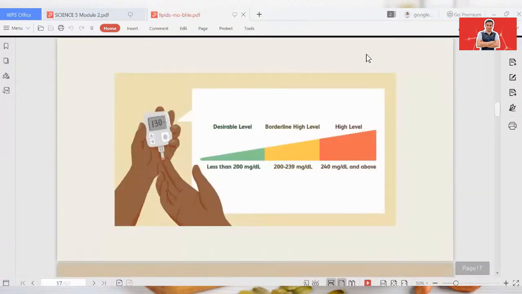So, next is for the desirable cholesterol. Considered desirable for adults. For the borderline high level, that means your cholesterol level is above normal but not quite in the high range. For the high value naman, high levels of cholesterol can increase your risk of heart disease. With high cholesterol, you can develop fatty deposits in your blood vessels. Eventually, these deposits grow, making it difficult for enough blood to flow through your arteries. So in general, the higher the level, the higher the risk.